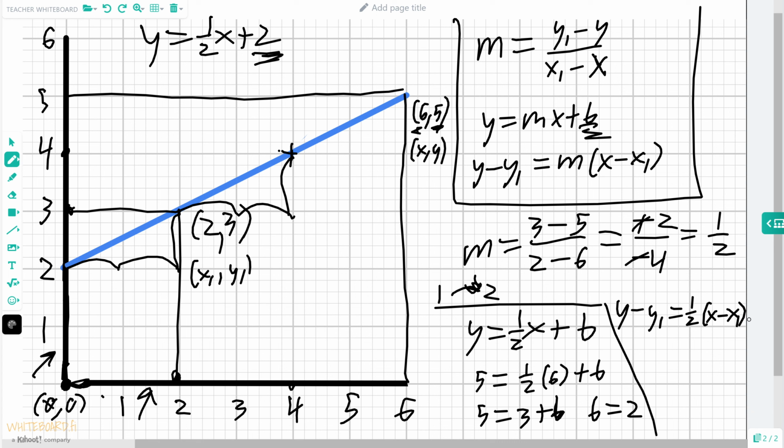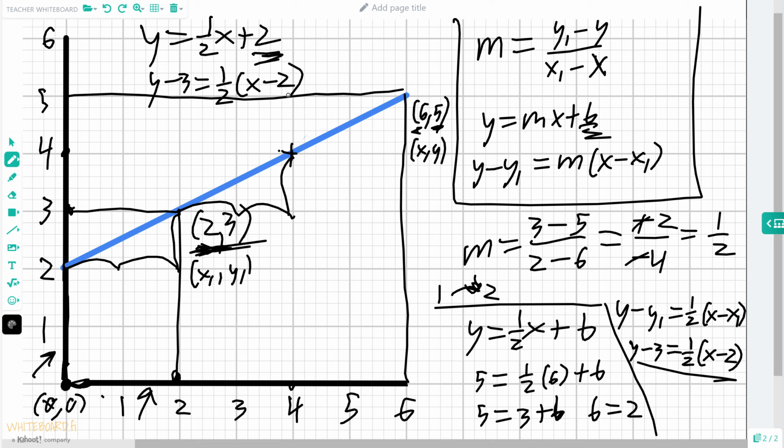So now all we do is take any coordinate and plug it in for the y1 and x1 values. So if we use 3, 2 or 6, 5, it doesn't matter, but we'll use 2, 3. So the y1 value will be 3, y minus 3 equals 1 over 2 times x minus, and the x1 value is 2, so x minus 2. So this will be your point-slope form equation: y minus 3 equals 1 over 2 times x minus 2. So those are the two forms.